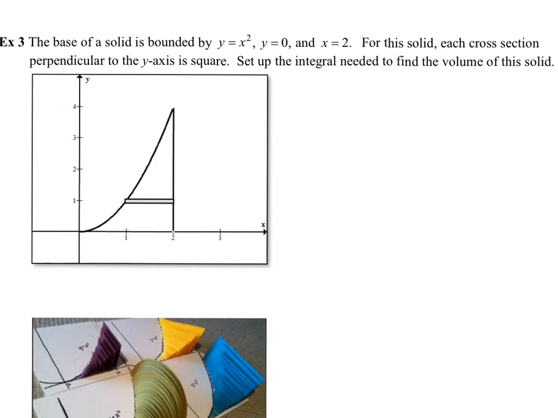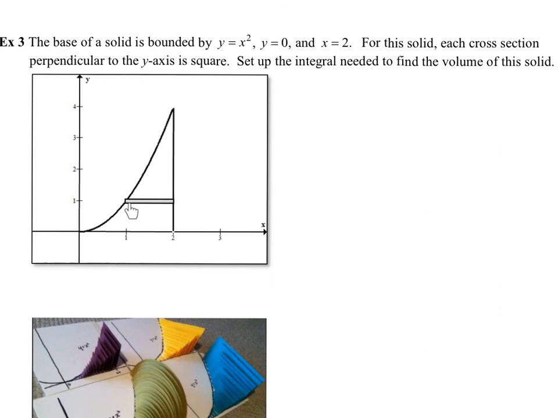Let's take a look at one more example. This time in example 3, we're told that the base of a solid is bounded by y equals x squared, the line y equals 0, which is the x-axis, and then this vertical line x equals 2. And for this solid, each cross-section perpendicular to the y-axis this time is a square.